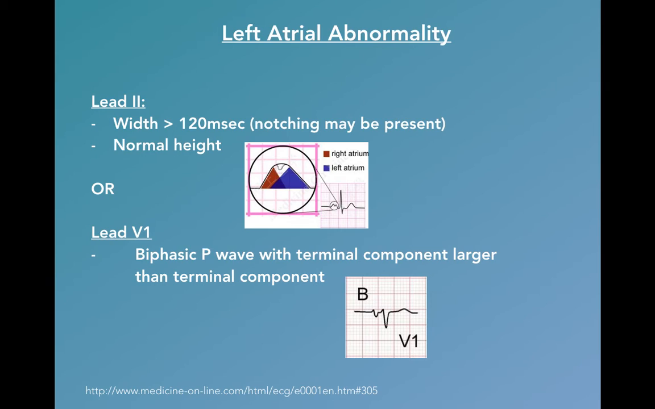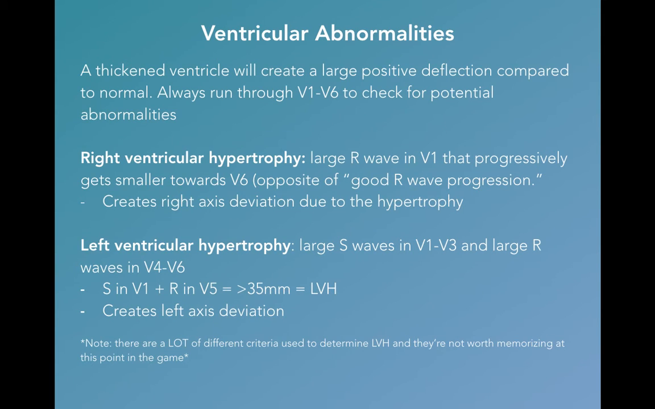For a left atrial abnormality, now the width is going to be greater than 120 milliseconds, but there's going to be a normal height. And when it gets to that width, sometimes you can see notching. You might not always see it, but the picture does a good job of showing what that looks like. Again, you can look in V1 at the biphasic wave, but now there's a greater negative deflection in the terminal component than the initial component, so that would classify as a left atrial abnormality.